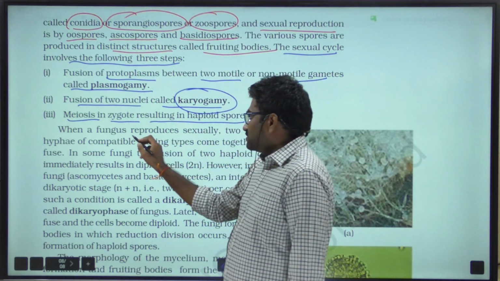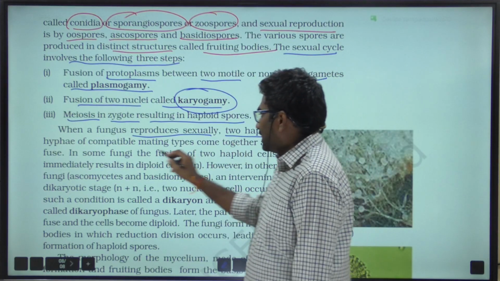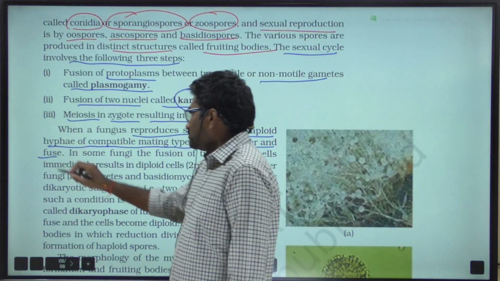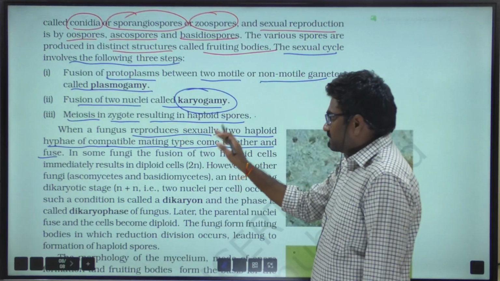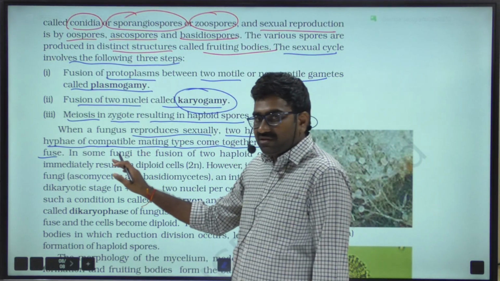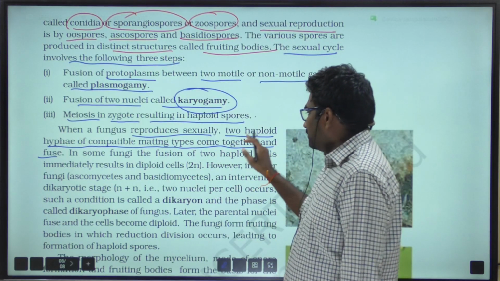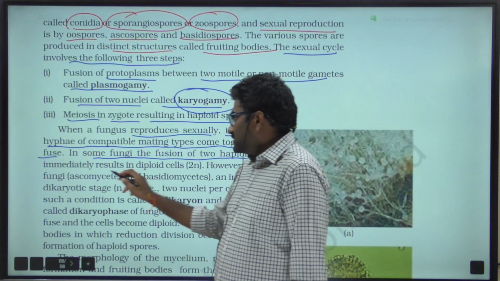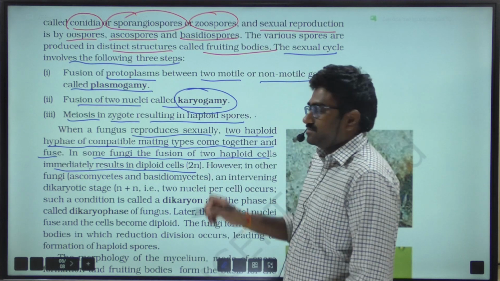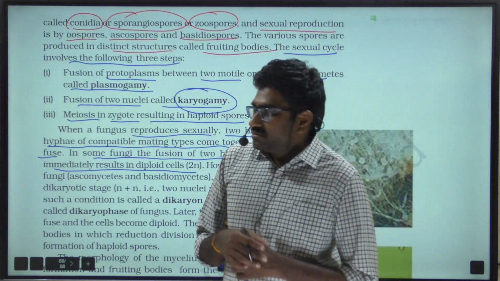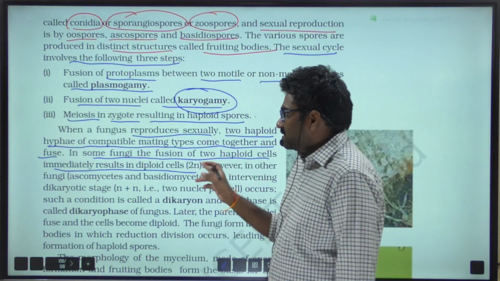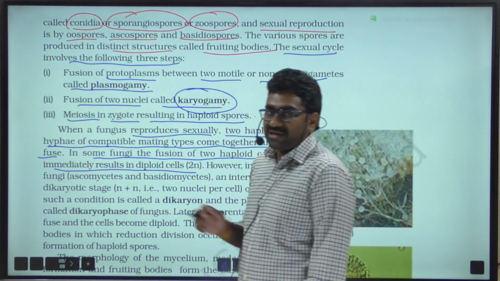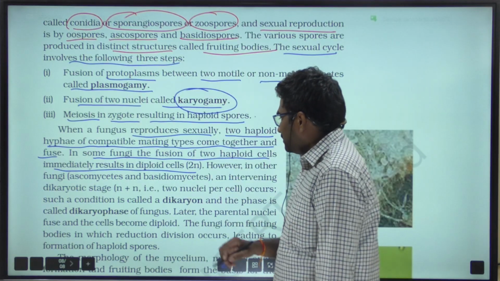So when a fungus reproduces sexually, two haploid hyphae of compatible mating types come together and fuse. In some fungi, the fusion of two haploid cells immediately results in diploid cells. That is the 2n condition. Very important.